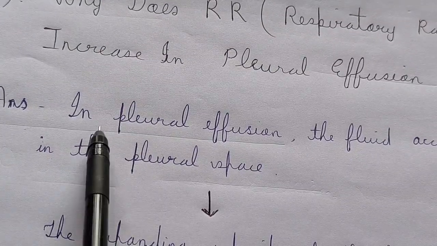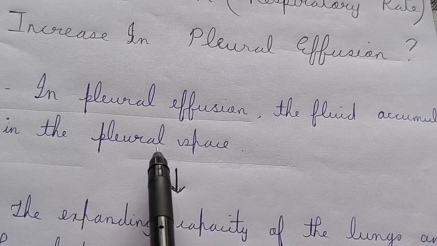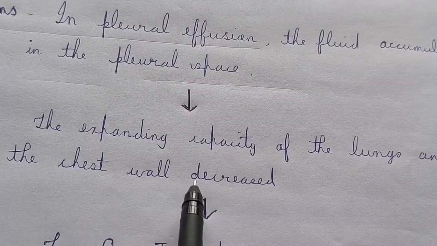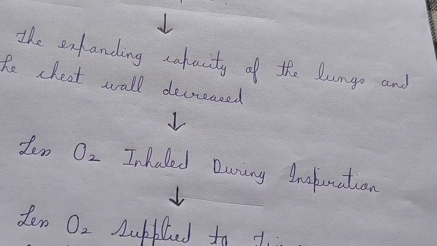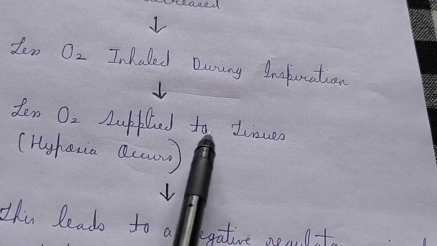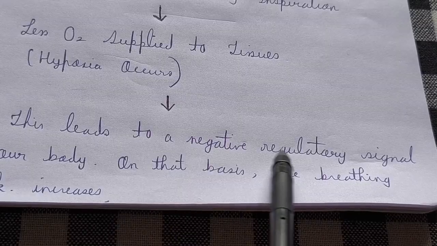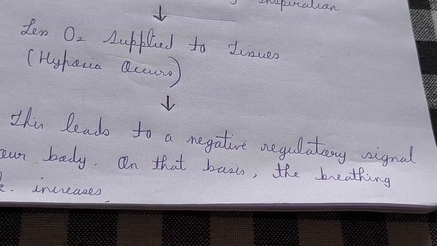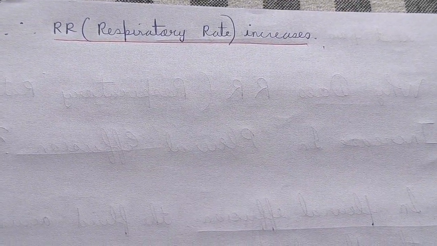So see the answer: in pleural effusion, the fluid accumulates in the pleural space. Due to this, the expanding capacity of the lungs and the chest wall decreases. Therefore, less oxygen is inhaled during inspiration, as inspiration is affected. Therefore, less oxygen is supplied to the tissues. Therefore, hypoxia occurs, and this leads to a negative regulatory signal to our body, and on that basis the breathing work increases, and due to this the RR, the respiratory rate, increases.